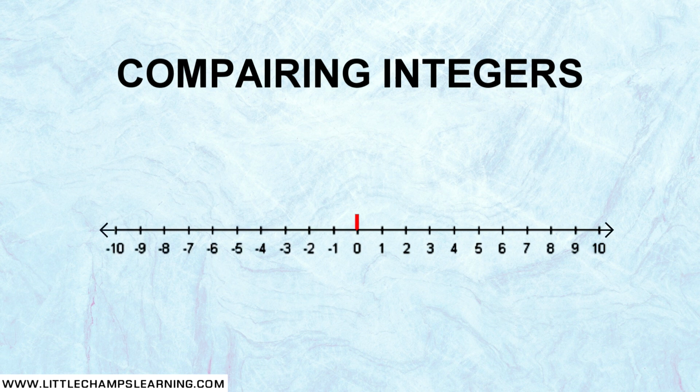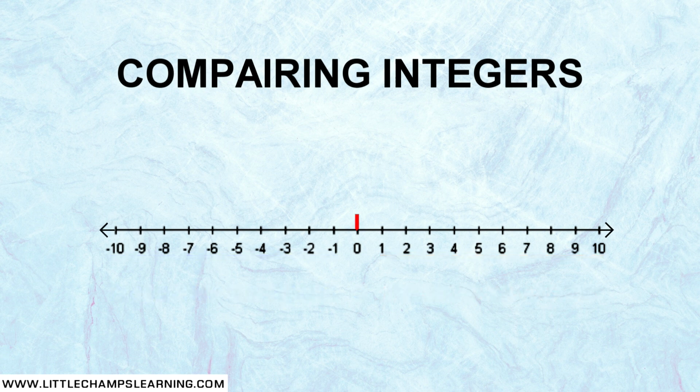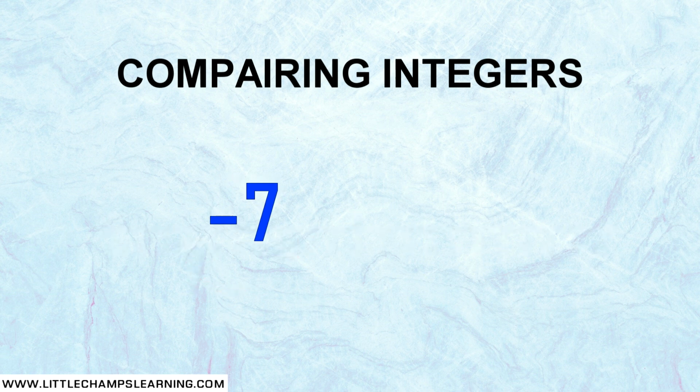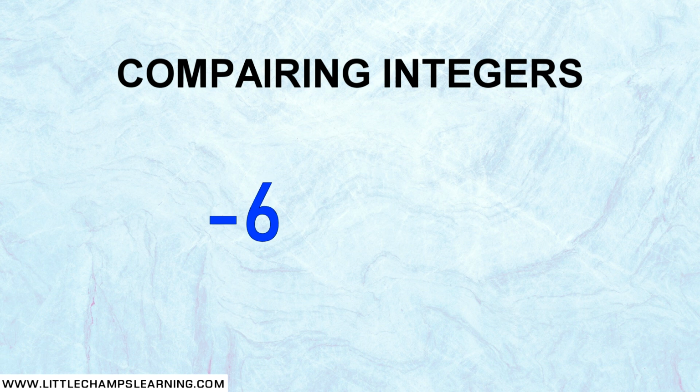To do this easily, we should keep in mind that the number more to the left on the number line is always smaller than the number less to the left. Like on the number line, you can see if we have two numbers -3 and -7, -7 is more to the left than -3. Therefore, -7 will be less than -3. If we see -500 and -25, -500 will be more to the left than -25, so -500 will be smaller than -25. One more, -6 will be greater than -25 because -25 is more to the left on the number line.